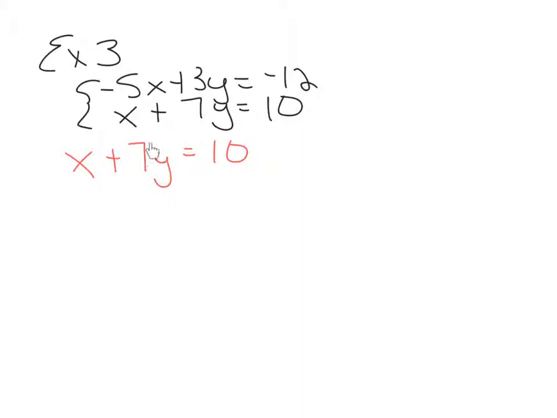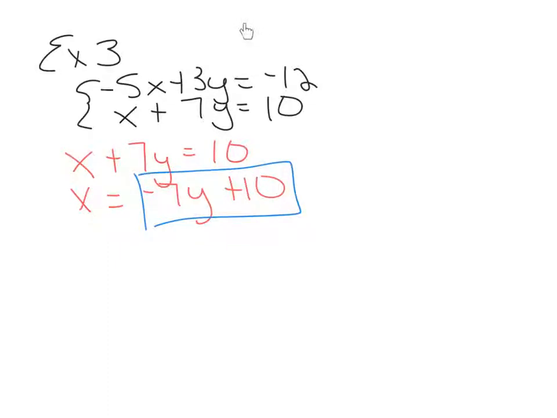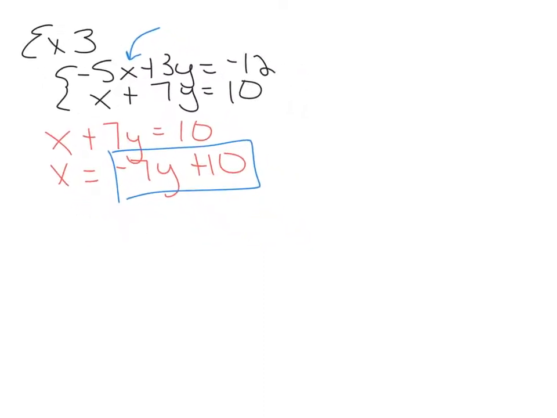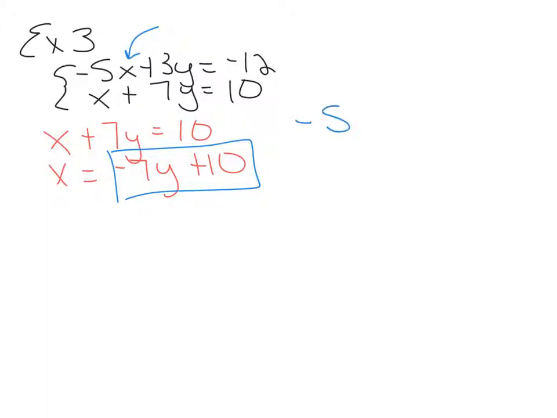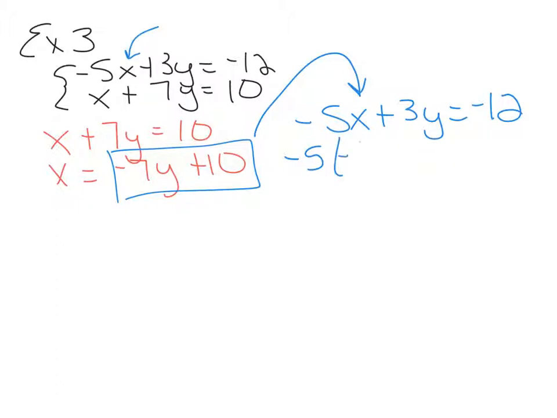To isolate x, this 7y will need to go to the other side. Of course, when we move it to the other side, the sign changes. So x equals negative 7y plus 10, or you could write it as 10 minus 7y. It doesn't matter. They mean the same thing. And then we're going to take this expression, which is equal to x, and put it in the other equation instead of x. So it's going to go there. So we're going to write this over here to the side, starting with negative 5x plus 3y equals negative 12. We're going to put this in here for x because it's equal to x. Use a parentheses. Negative 7y plus 10 plus 3y equals negative 12.